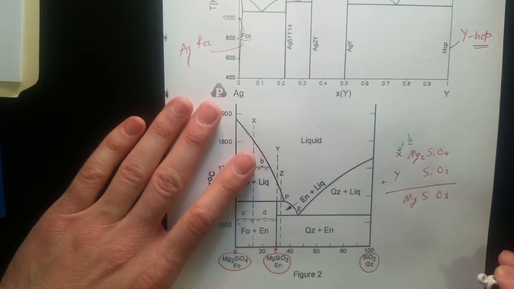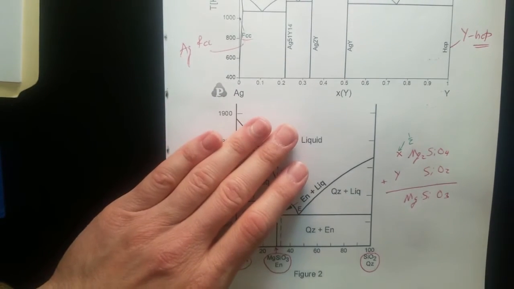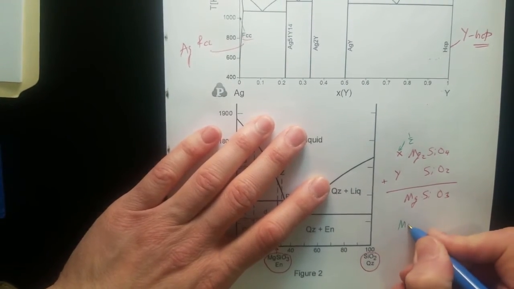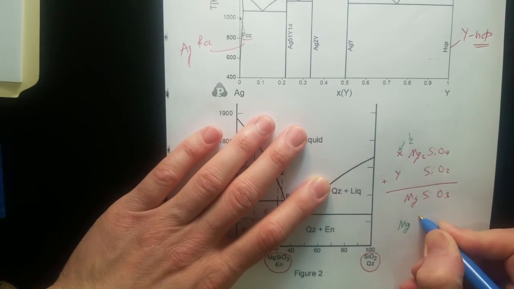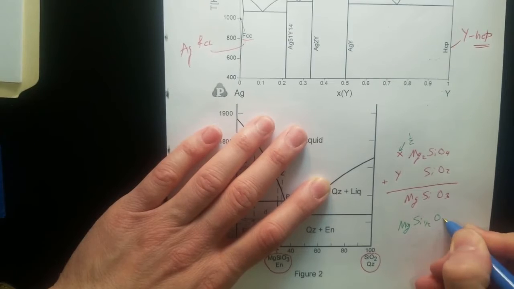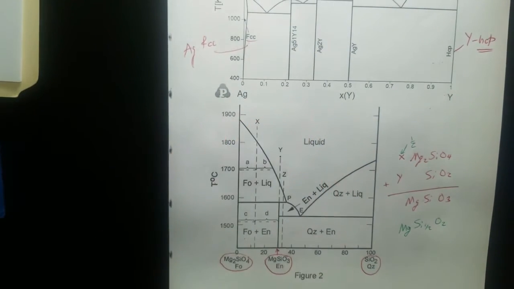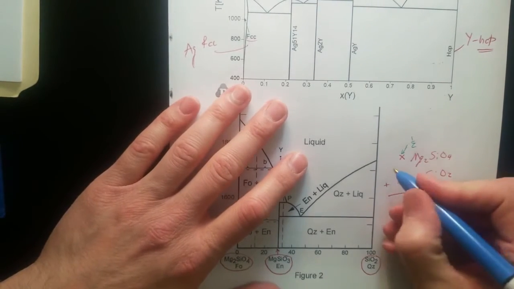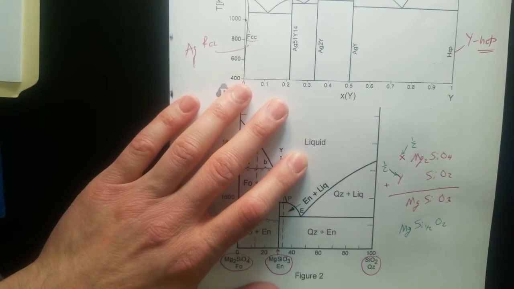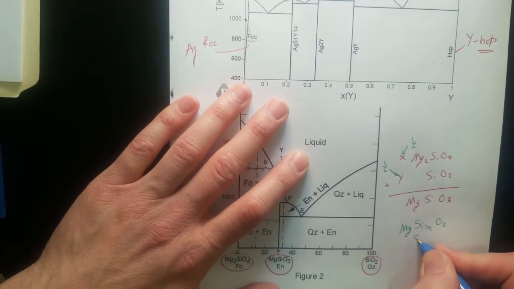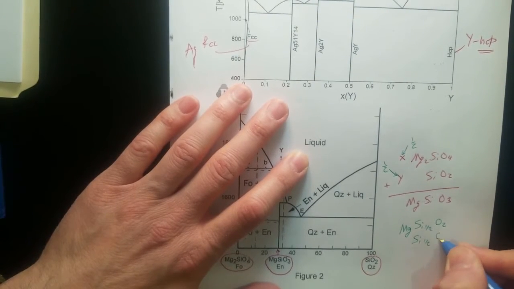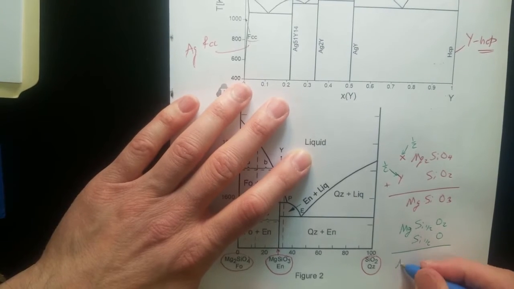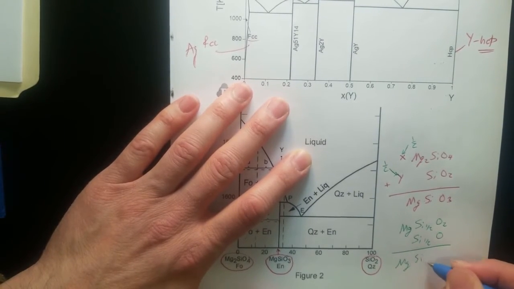Which means that I'm adding in Mg Si 1/2 O2, and Y must also be 1/2 in order to get silicon right. So that means Si 1/2 O. So that gives me MgSiO3.